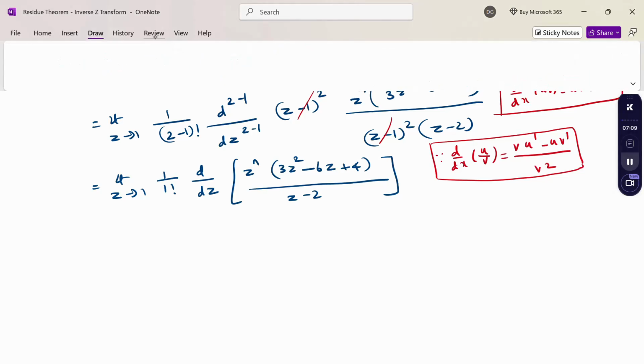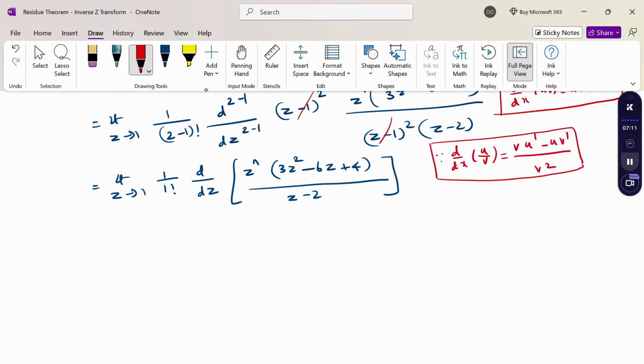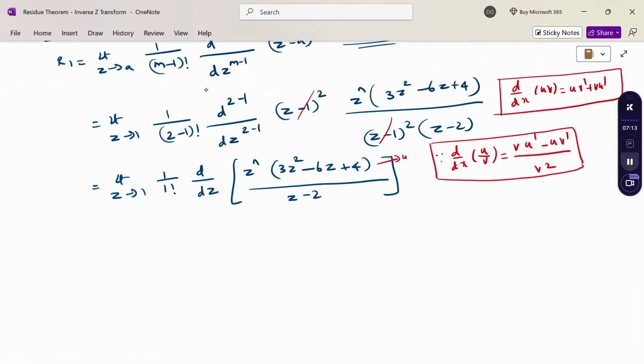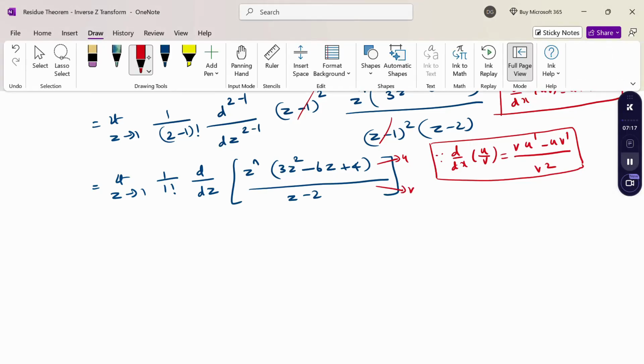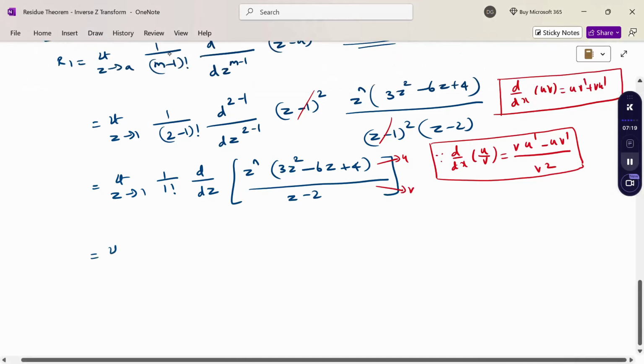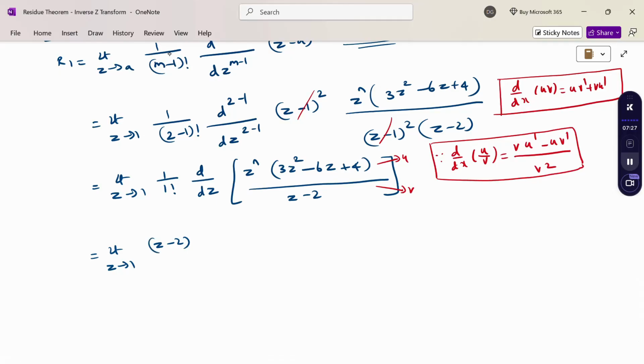Therefore, now we consider the numerator u, then denominator v. So limit z tends to 1. Now what is v? z minus 2, v into u dash. So u dash is the numerator to differentiate, but the numerator is in terms of two parts, uv form.